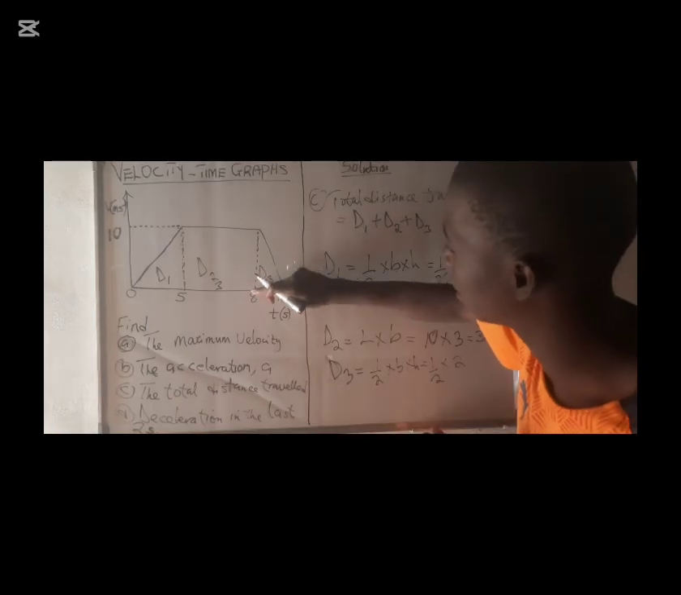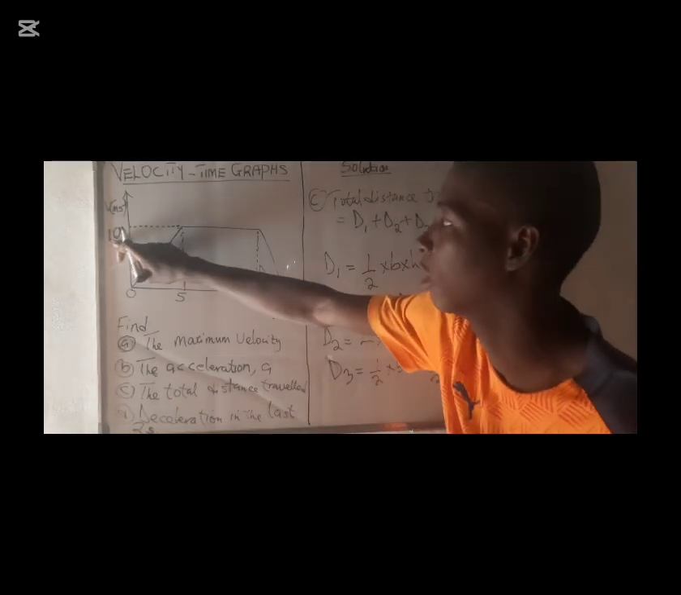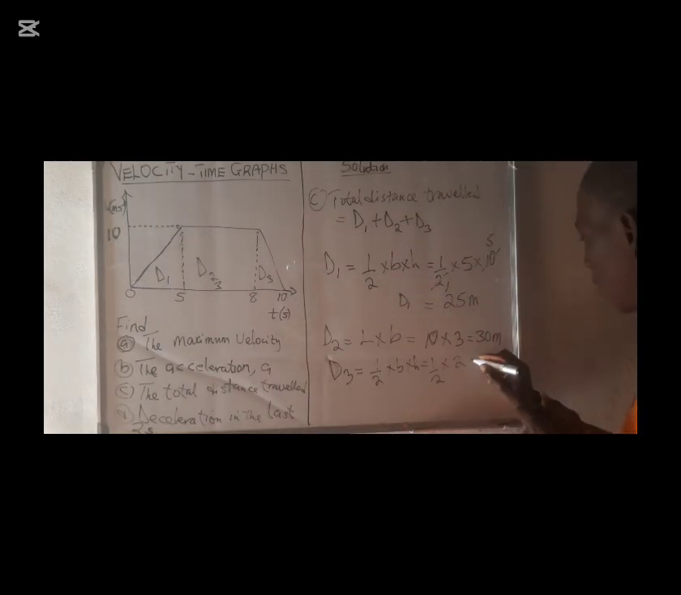Times the height. The height is still 10. So when we simplify this, the 2 cancels the 2, and we have 10 meters. So our d1 is 25, d2 is 30, and d3 is 10.